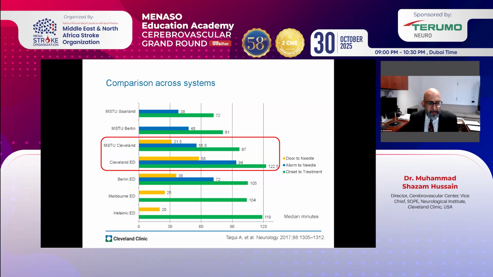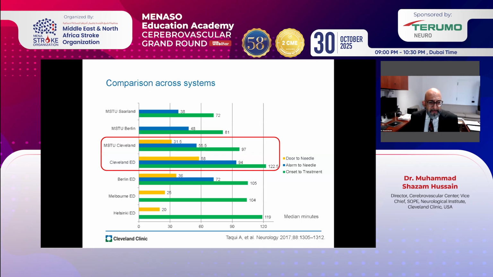But what I'd like to draw your attention to is, again, what were considered the best areas in the world for stroke care. Melbourne, Helsinki, places that did the direct to CT. They were treating patients very, very fast. Door to needle times, you can see here, 20 to 25 minutes.